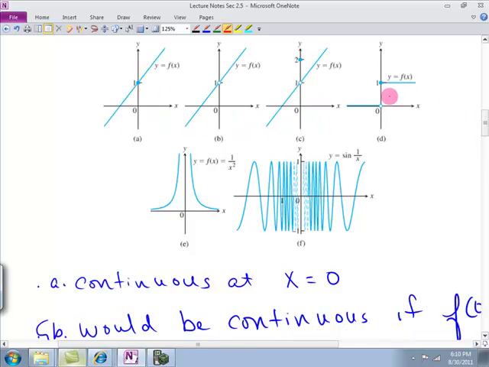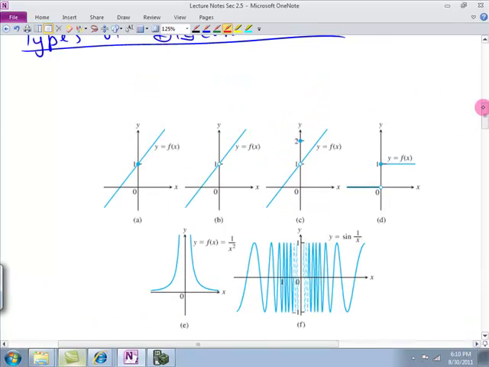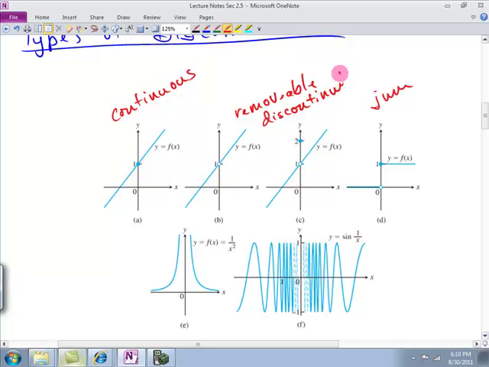How about this? I can't make this one continuous because there's two actual pieces of the graph. So this one is not continuous. It's called a jump discontinuity. These were removable. This one is continuous. Okay, and this is a jump discontinuity over here. Long words. And you can't remove those.